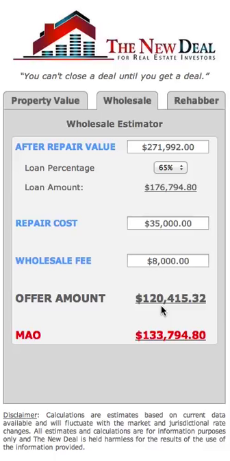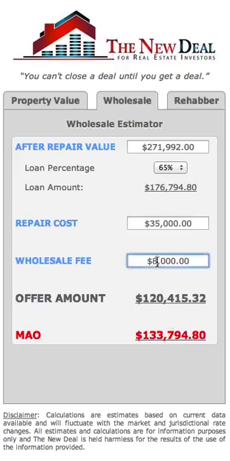So if you're on the phone with a potential homeowner interested in you possibly buying their home, you know right away, and this takes less than 30 seconds, guys, which is why this is so fantastic, that your initial offer should be basically $120,415.32. And the maximum allowable offer, the MAO, should be $133,794.80. So you should, under no conditions, as a wholesaler, pay more than $133,794.80 for this particular property.